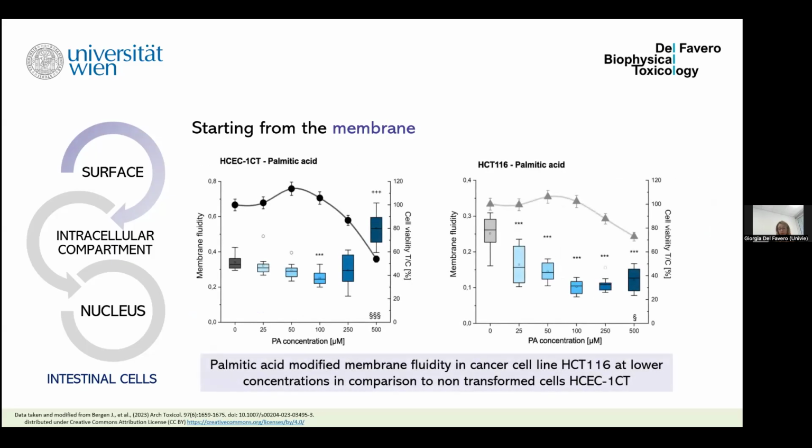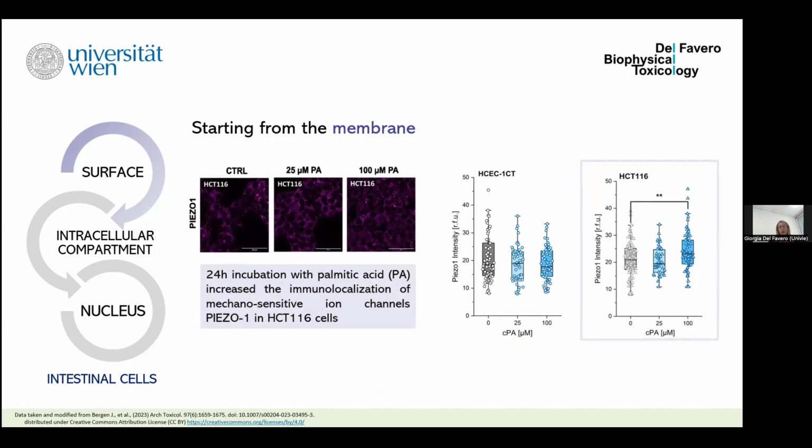We also measured the membrane fluidity. Also in this case, palmitic acid was quite active on both cell lines, even at non-cytotoxic concentrations. But still, the cancer cells seem to be a little bit more sensitive in comparison to the non-transformed ones. This extended also to typical mechanosensitive structures that are harbored on the cell membrane. So we had a look at mechanogated ion channels, Piezo1, and also in this case, we could see an increase of expression when we incubated the HCT116 cells with 100 micromolar palmitic acid.